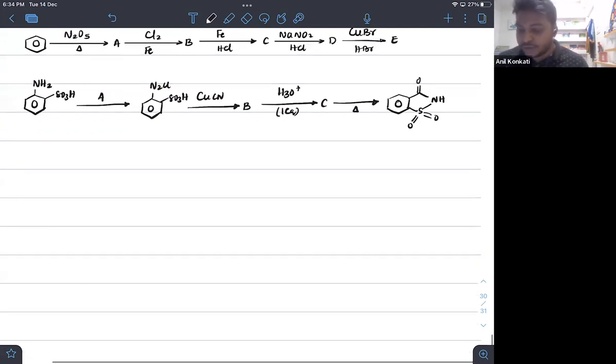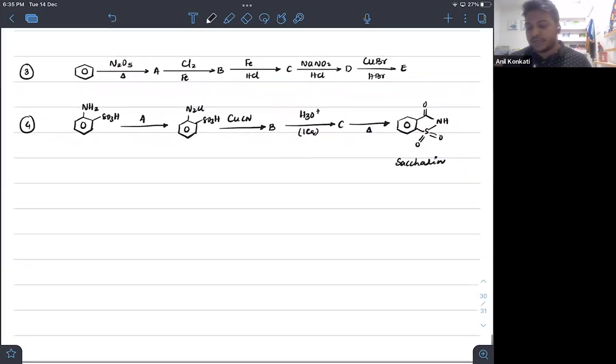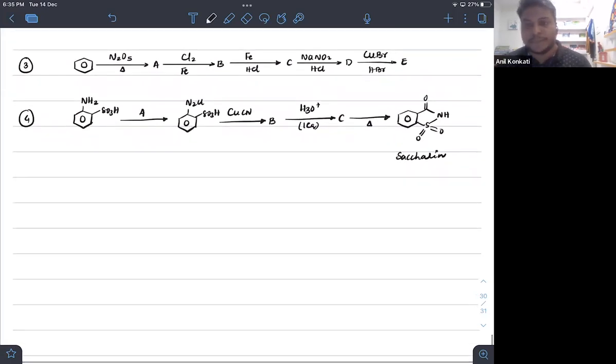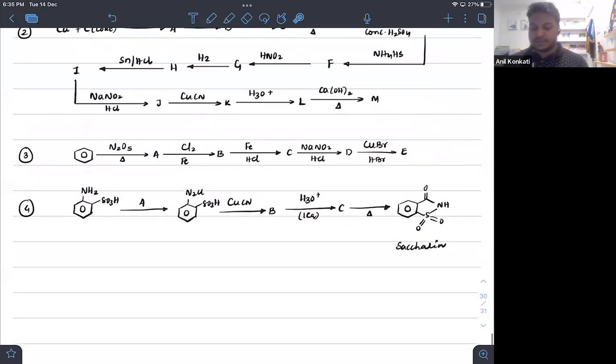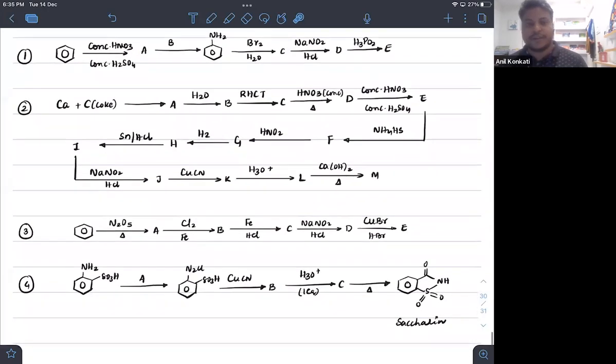This is important because this reaction takes you directly to chemistry in everyday life. It is a reaction from chemistry in everyday life where we prepare saccharin. So learn these 4 reactions. They will give a very good consolidation of this chapter. Everybody, any doubts, you can ask me now.